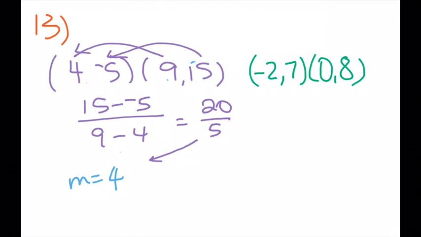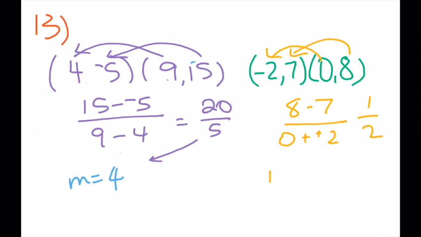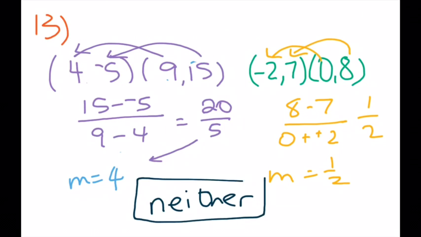Okay, the next one, we're going to say 8 minus 7 over 0 minus negative 2. You've got to watch those signs. So I'm going to have 1 over 2. So my slope is 1/2. So if I go to compare these two slopes, they're not the same. So the lines are not parallel. They're not opposite reciprocals. So what we're going to write for this one is that they are neither, because they're not parallel or perpendicular. They're just two lines intersecting somewhere.